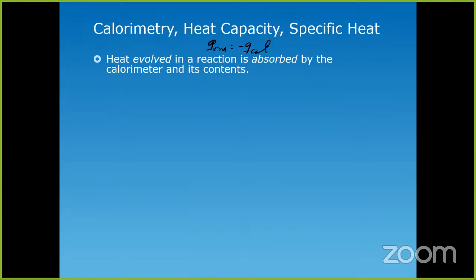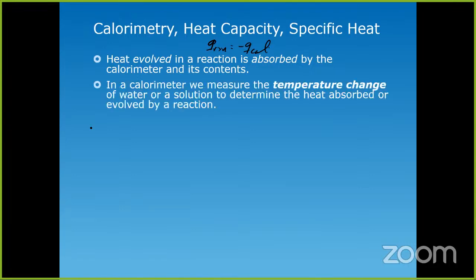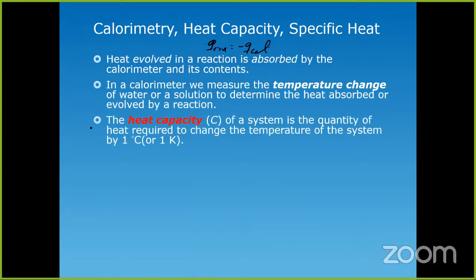the calorimeter, all right? Because the heat that is generated, for example, if it's an exothermic process, the heat that is generated by the reaction will be absorbed by the calorimeter. So that's a relationship between the heat of the reaction and the heat change of the calorimeter. In the calorimeter, we measure the temperature change in the water to determine the heat absorbed or evolved in the reaction. So basically, delta T, the change in temperature, is what we need.